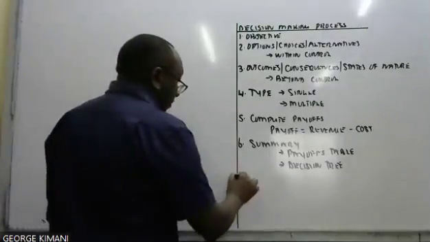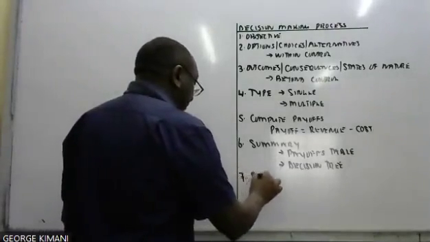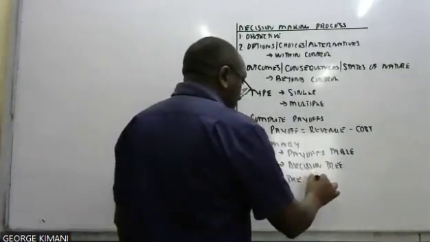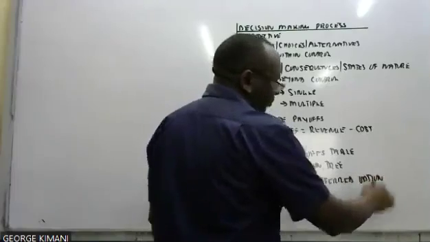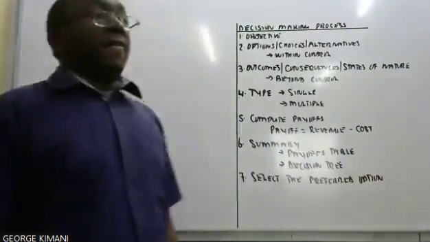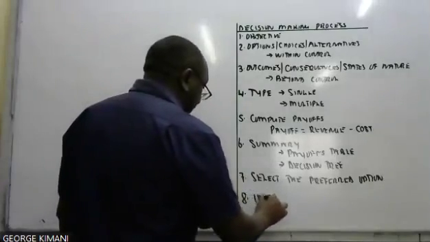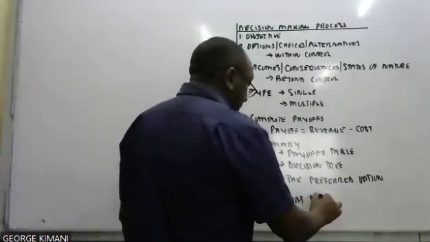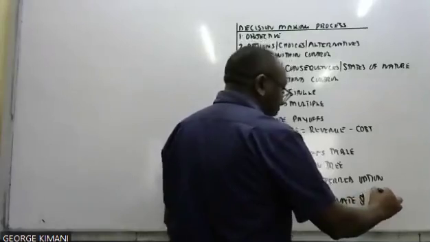After you have done the summary, you make the choice or you select one option, the preferred option. You select the preferred option. And obviously, number 8, you now implement, and evaluate, and gather some lessons.